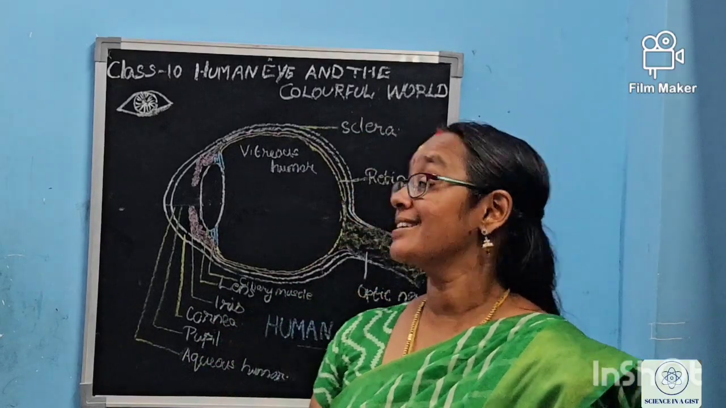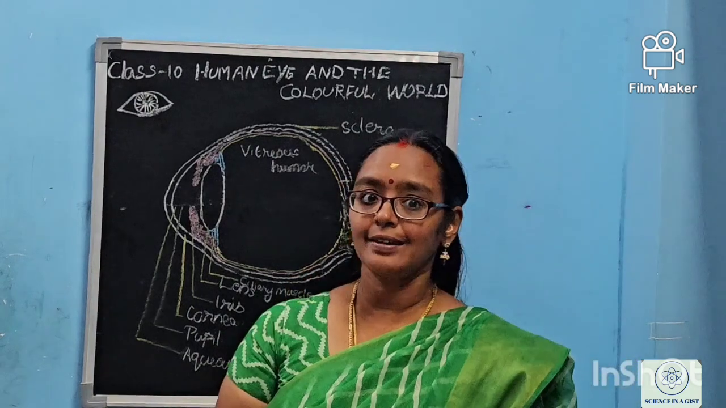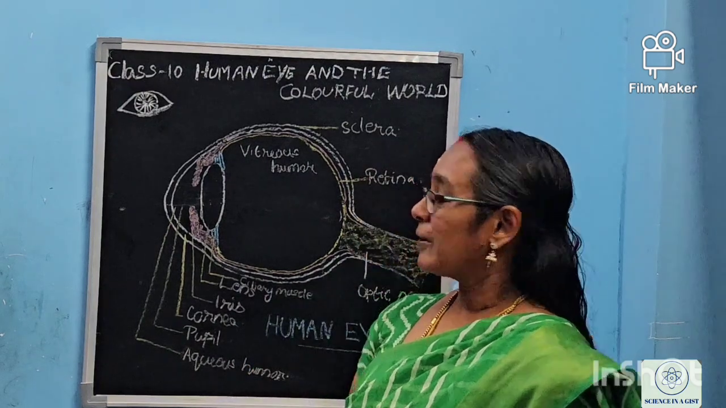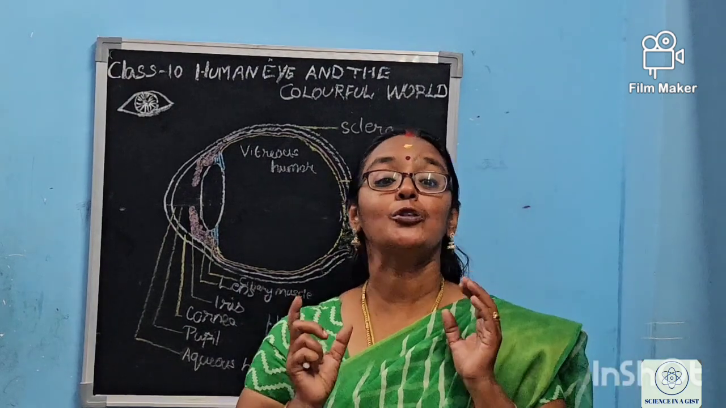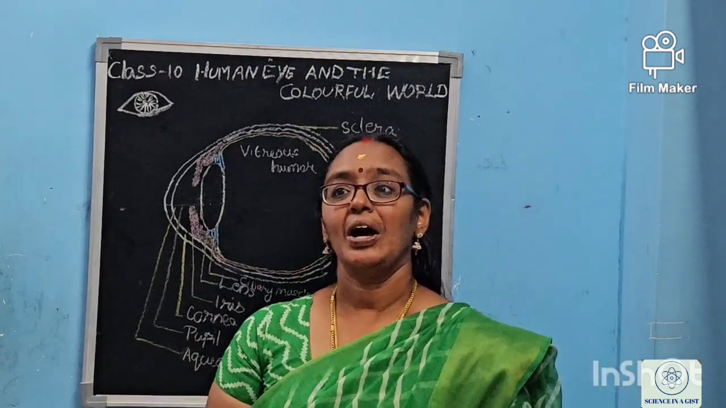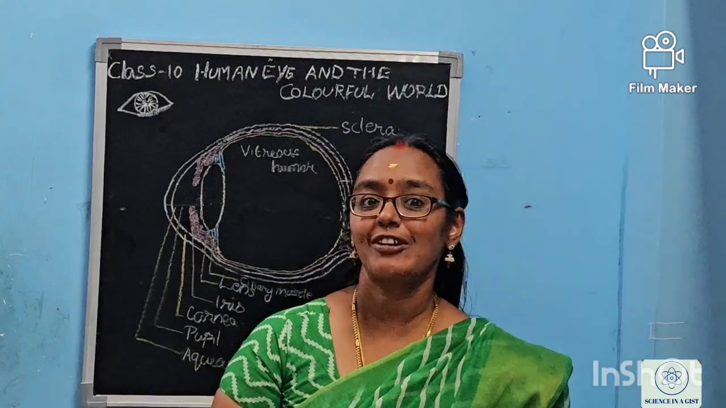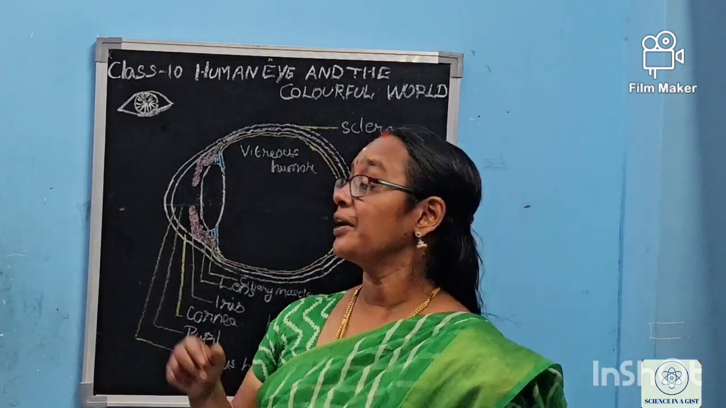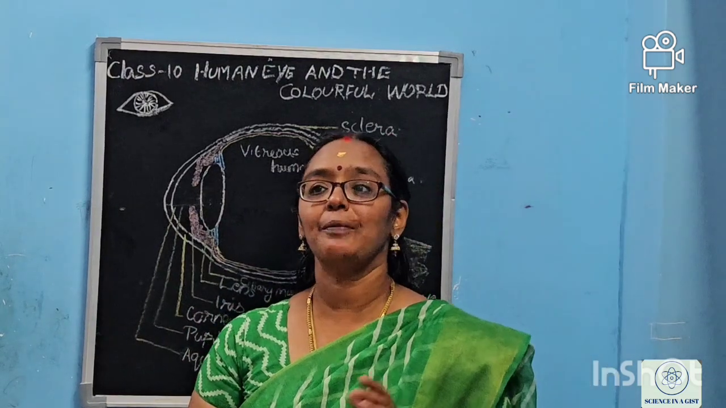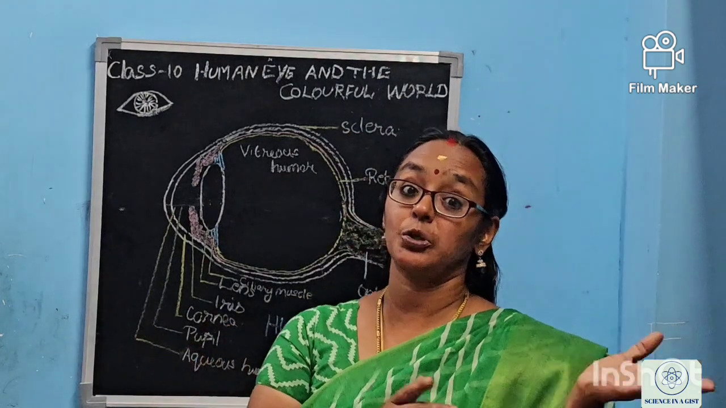Today we are discussing class 10 ninth lesson, human eye and colorful world. Before that, we have to go through the question time of the 8th lesson. What was the 8th lesson? Light, reflection and refraction. Actually, human eye and colorful world is the continuation of this lesson. You will come to know how it is related to that lesson.